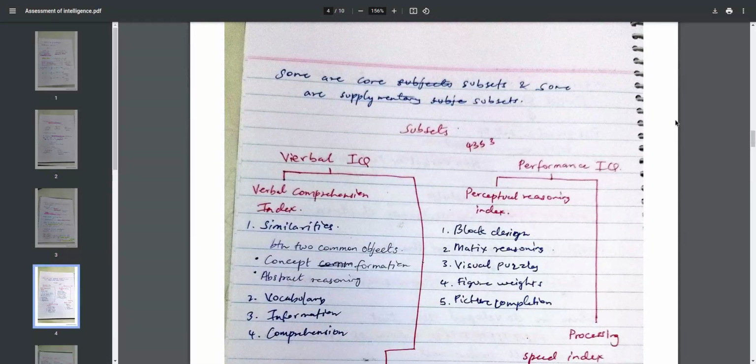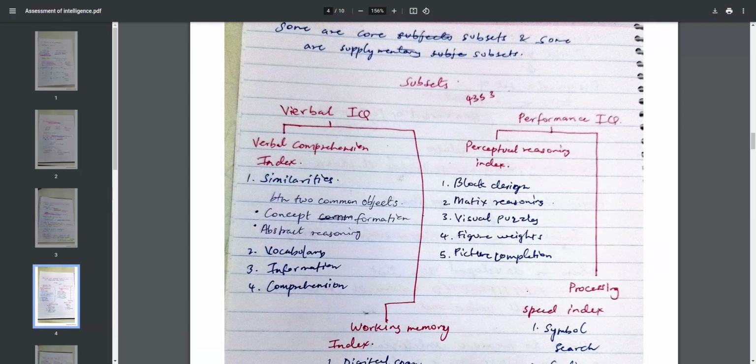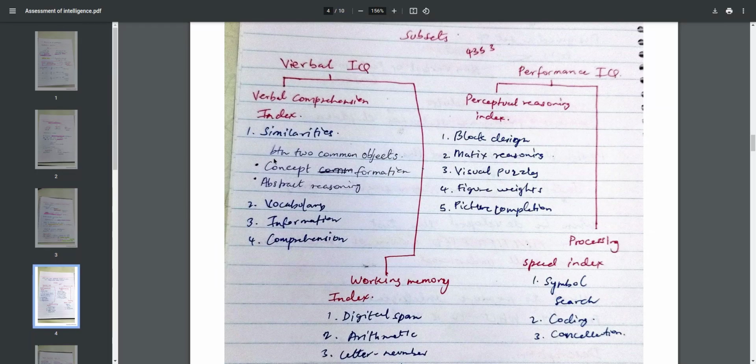Now let's come back to this. Some of the subsets are compulsory, they are core, they are the most important, and some are supplementary, they just add on to the core ones. As we have discussed before, there are 2 types of IQ, verbal and performance based. At least in this test, this is what is measured, and each of them has 2 components. Verbal measures verbal comprehension and also working memory. Performance IQ measures perceptual reasoning and processing speed. So these are the subsets of the subsets.